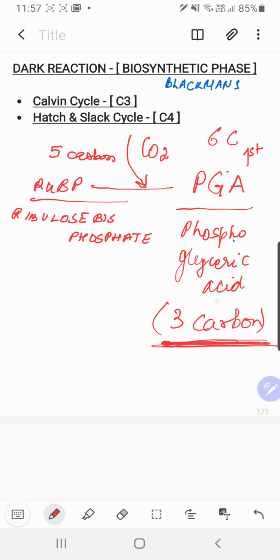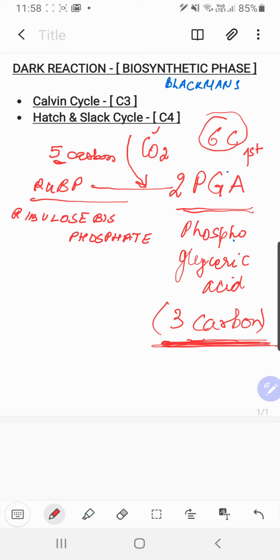This is one type. You might be wondering that here we have 5 carbon atoms from RuBP and 6 from CO2, so it should have been a 6 carbon atom compound straight away, but this is not so simple. PGA is not a 6 carbon atom compound, it is a 3 carbon atom compound. So how to divide? We always write it as 2 molecules of PGA, right? So 3 plus 3. This is how 6 carbon atoms are fixed.